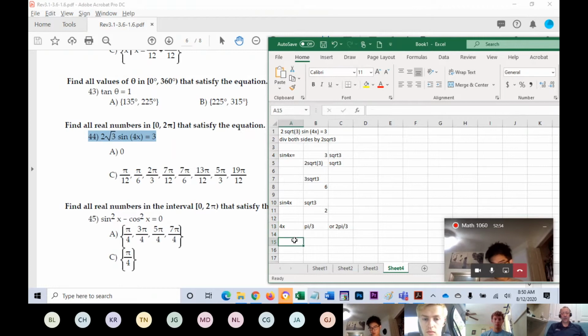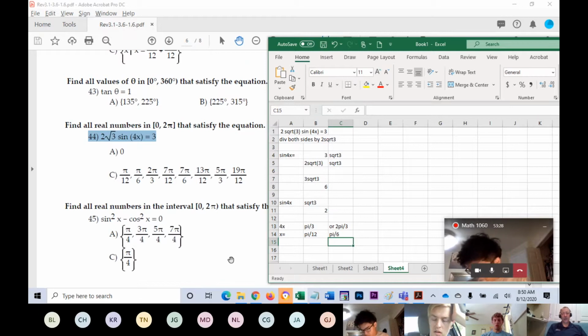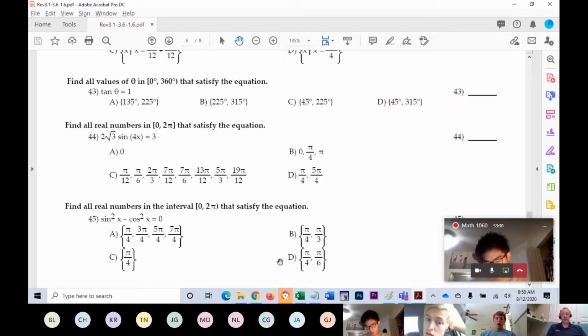Okay. So now I need to divide both sides by 4, right? So I'm going to get x equals, what's pi thirds divided by 4? 4 pi thirds. No, divided by 4. Sorry. Pi twelfths. Pi twelfths, and then 2 pi thirds divided by 4. 1 over, or pi sixth. Pi 6. Okay. And, yep, so that would be, wait a second.